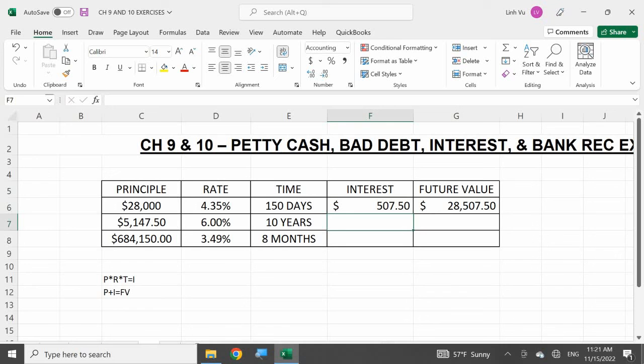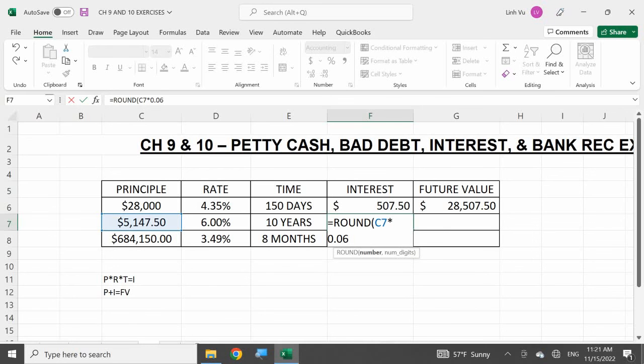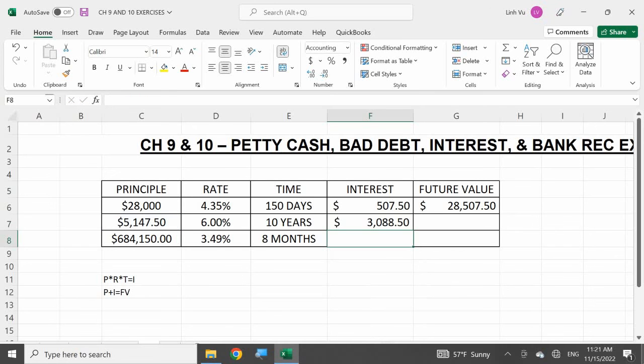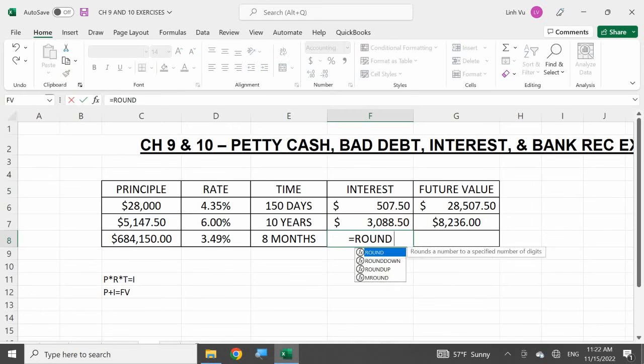$5,147.50. We got a 6% rate here for 10 years. So this one's straightforward and simple, right? It's going to be principal times rate of 6% times 10 years, because it's already in terms of years. So that's going to give me $3,088.50. So therefore, my future value is going to be $8,236.